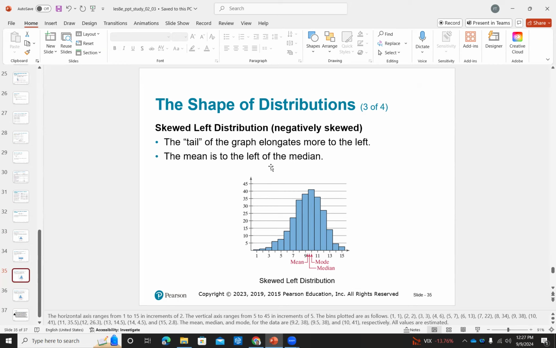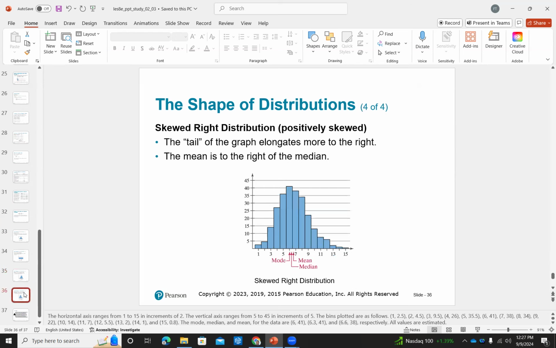The mean is to the left of the median. So here, first thing we see is the mean, and the median is in the middle. Mode is at last on this line from left to right. So mean is always left of the median for the skewed left distribution. Mean is on the left of the median.